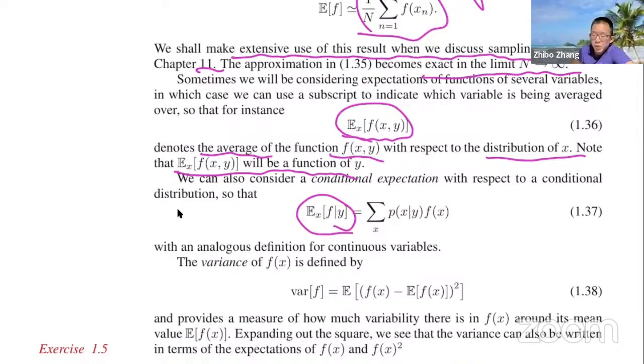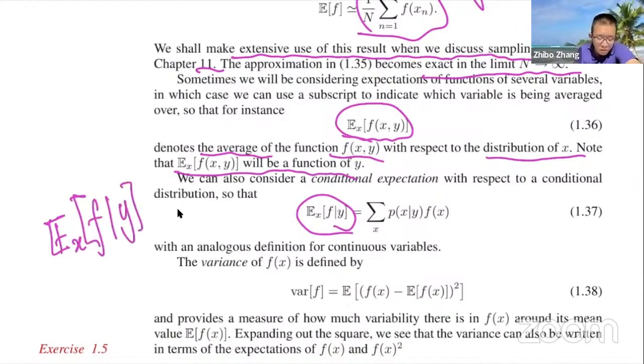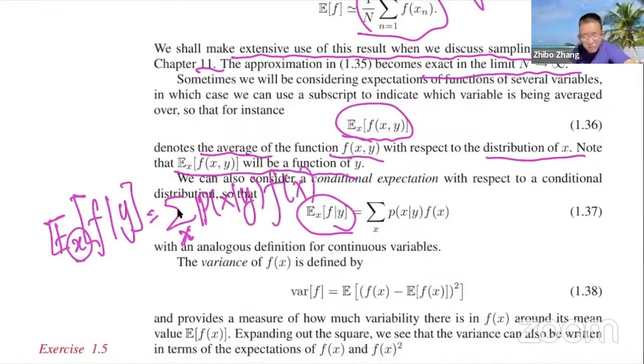Taking the average with respect to x. This notation here is a little bit strange, but you can just try to get what it means. The subscript denotes which random variable we are taking the mean with respect to. The weight is actually a conditional distribution of x given y, and the value is actually f(x).